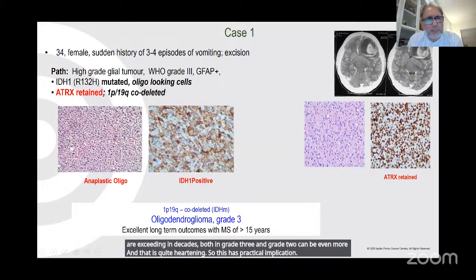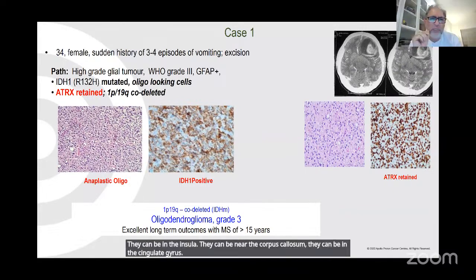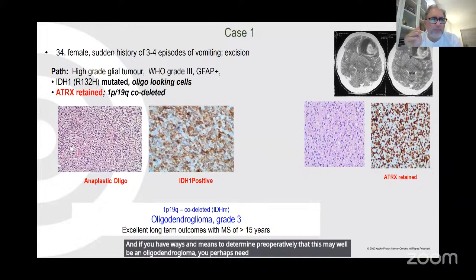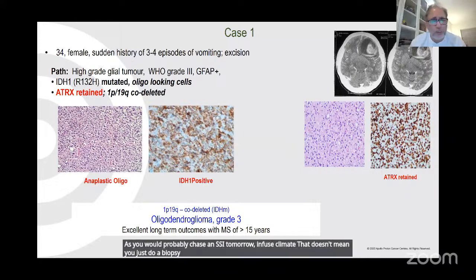Number one, some of these oligodendrogliomas can actually be quite deep-seated. They can be in the insula, they can be near the corpus callosum, they can be in the cingulate gyrus. And if you have ways and means to determine preoperatively that this may well be an oligodendroglioma, you perhaps need not chase every single bit as you would probably chase an astrocytoma or a diffuse glioma. That doesn't mean you just do a biopsy, you try to remove as much as possible, but at least you have this luxury that the adjuvant treatments will work quite well.